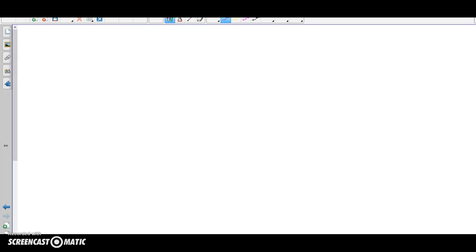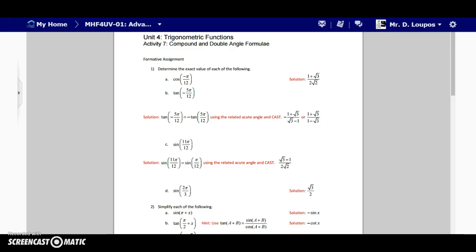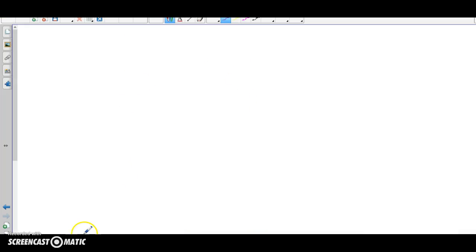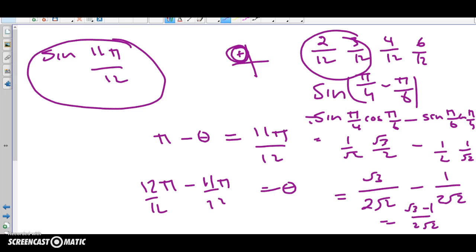In D, let's look at D for a second. I'm not going to answer it because I'm a little short on time here. In D, I want 2/3 pi. I stick with my 12ths. That's how I like to do it. 2/3 is, let's convert that to 12ths, 8/12 pi.